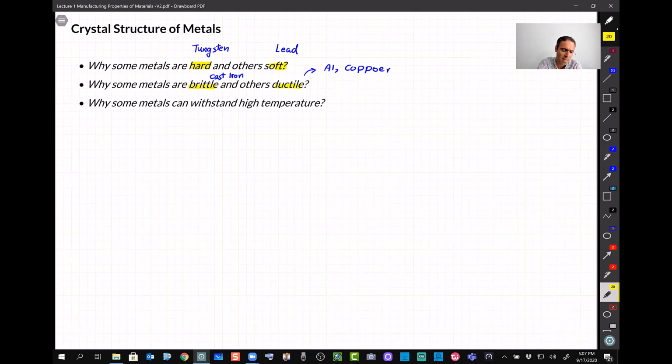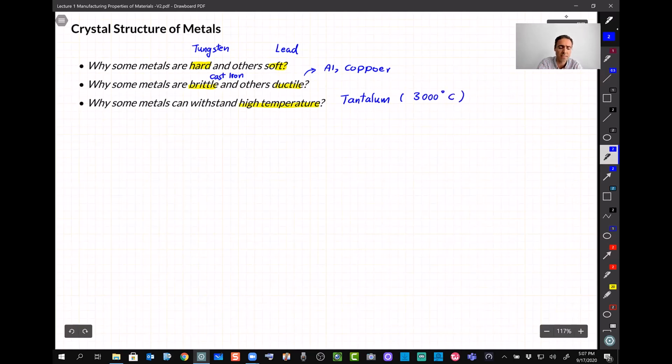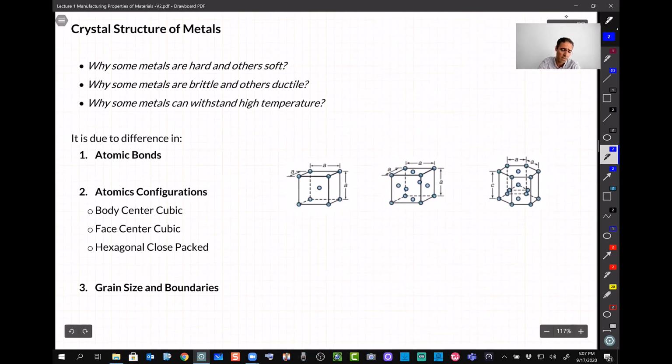Why can some materials withstand high temperature? For example, I can think of tantalum, which is a metal and can go up to 3000 degrees without being melted. While, for example, tin, if you go to maybe 220 or 230 degrees, it's going to melt. The answer to this is three reasons. The first reason is the atomic bonds, in other words, how the electrons and protons in atoms in metals interact with each other.